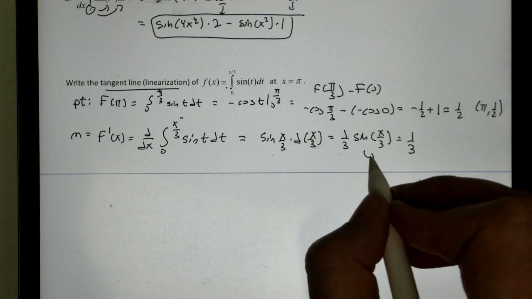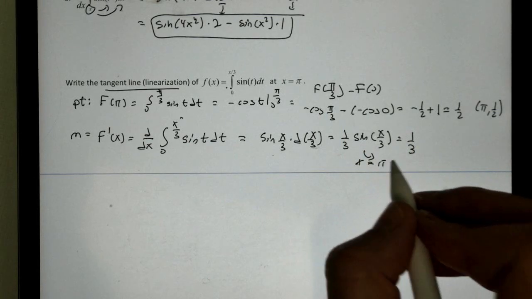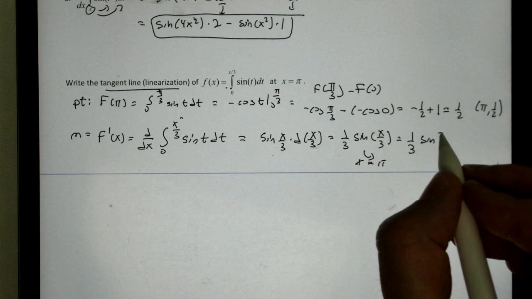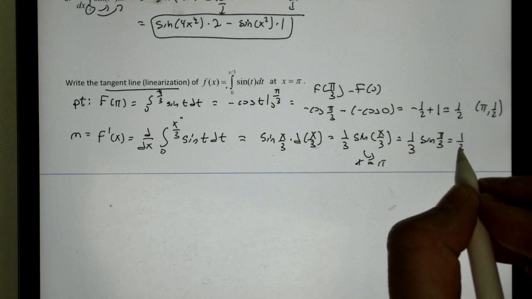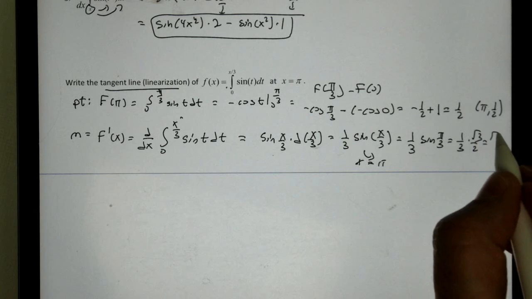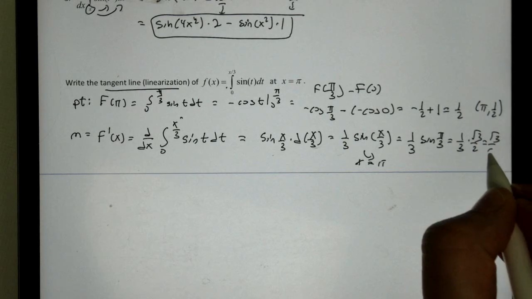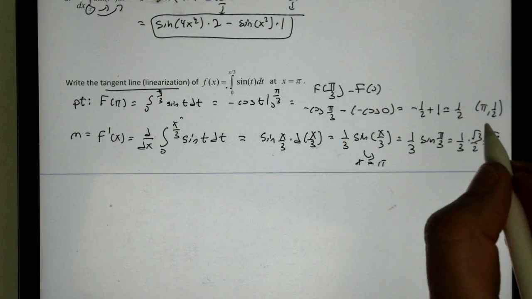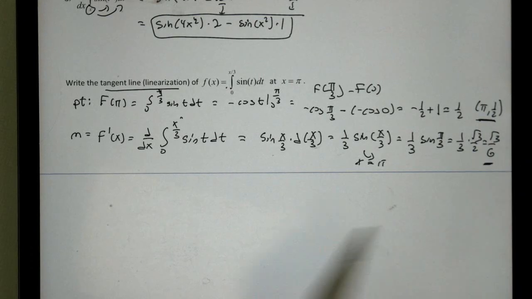Now, we're going to let x equal pi, and we get 1/3 times the sine of pi over 3, which is root 3 over 2, so we get root 3 over 6. Ooh, that's nasty. So there's my point, and there's my slope. This is as nasty as they come.